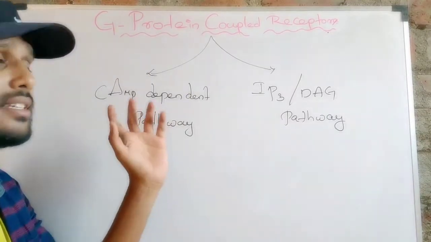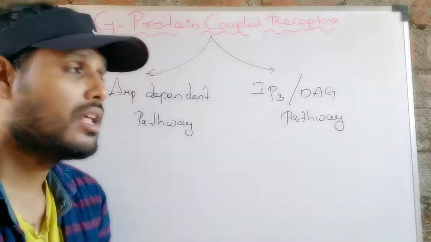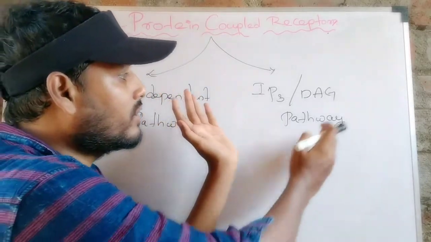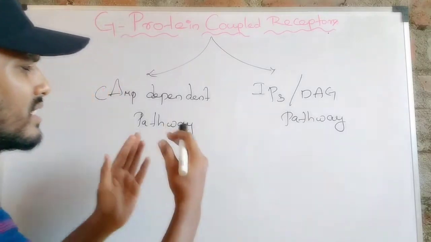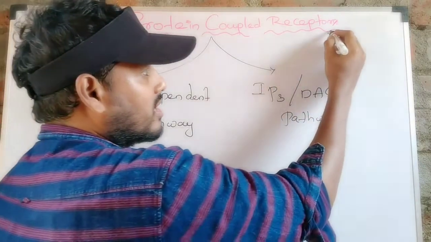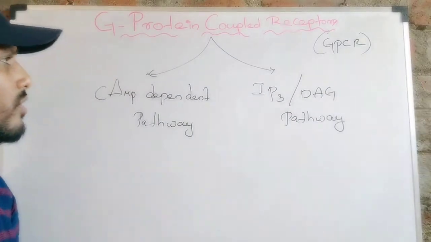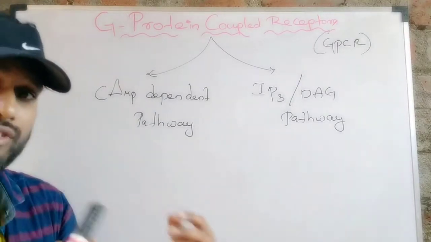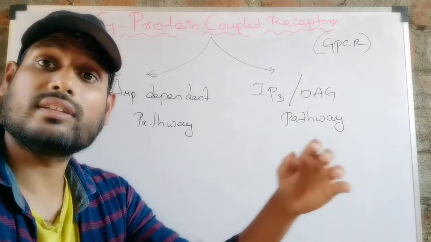In the G protein coupled receptor mechanism, you will find these two pathways. The cyclic AMP dependent pathway is responsible for one biological response. The IP3 or DAG pathway is responsible for making another biological response. We have two major pathways in the GPCR, G protein coupled receptors. So what happens when a receptor gets activated and creates some secondary messengers? It will make a gene expression alteration, then we get the biological response.